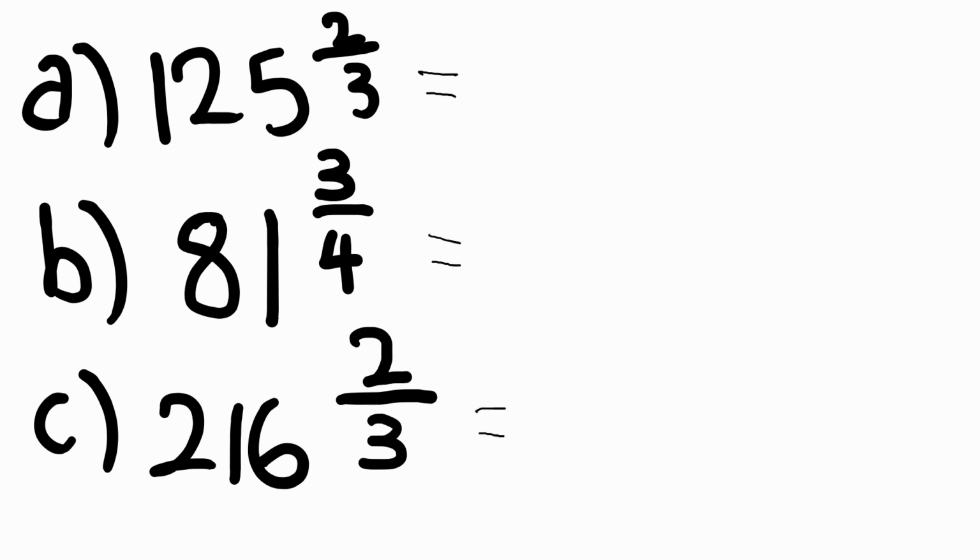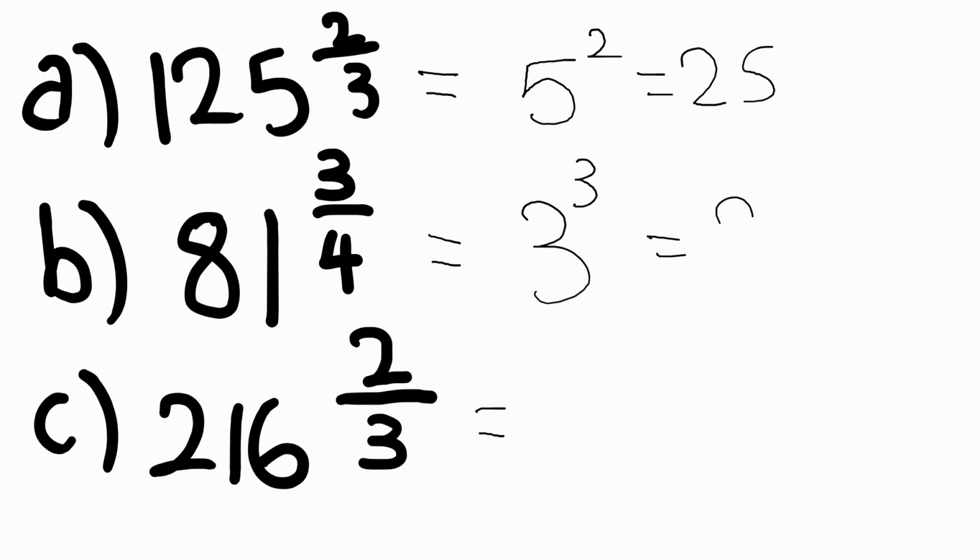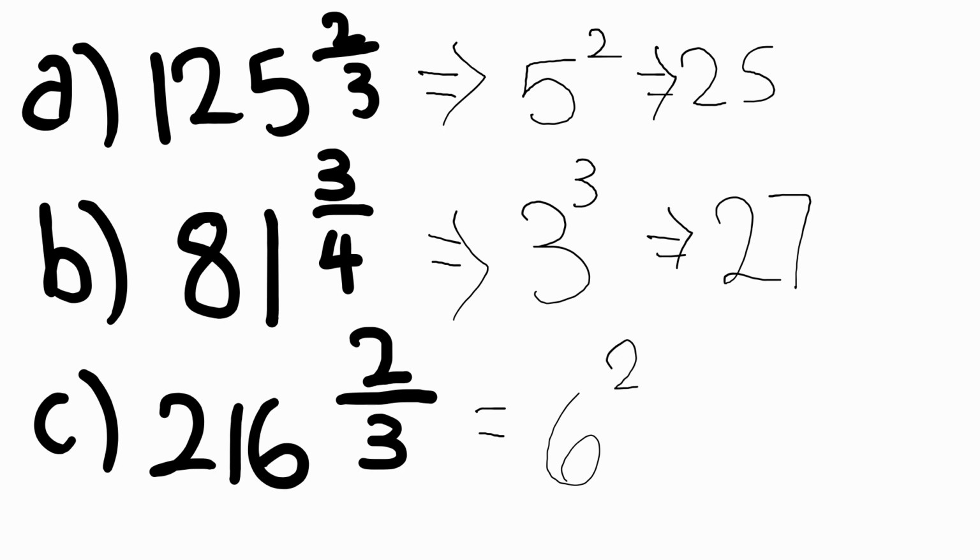Like so. Now I want you to do this by yourself. Same thing, so we do the root first. We have a third, so 125 to the power of a third, that is 5. And then we do 5 squared, which is 25. For part B, we do 81 to the power of a fourth, which is 3. And then we do 3 cubed, which is 27. We find the cube root of 216, which is 6, and then we square it to get 36.